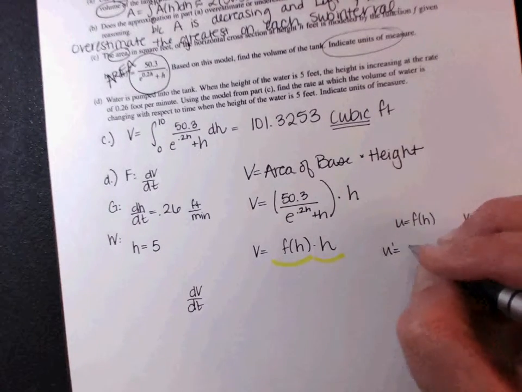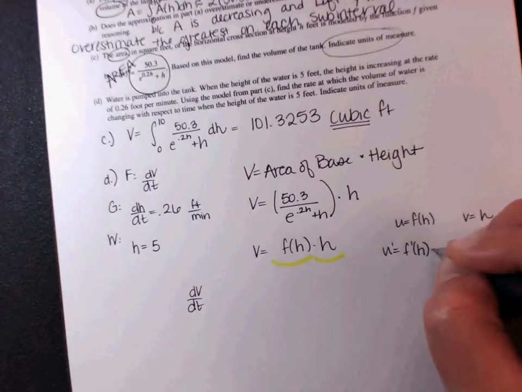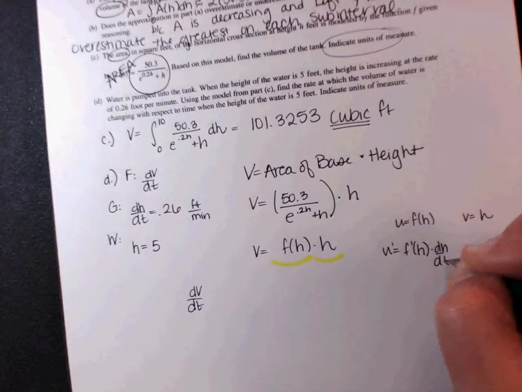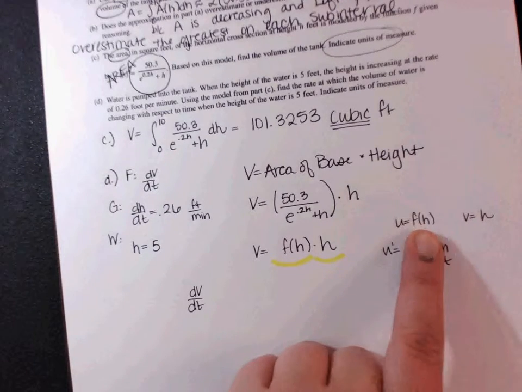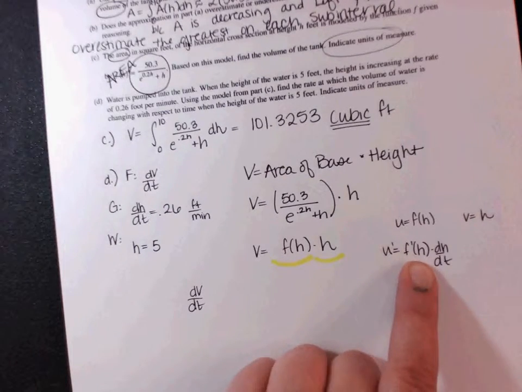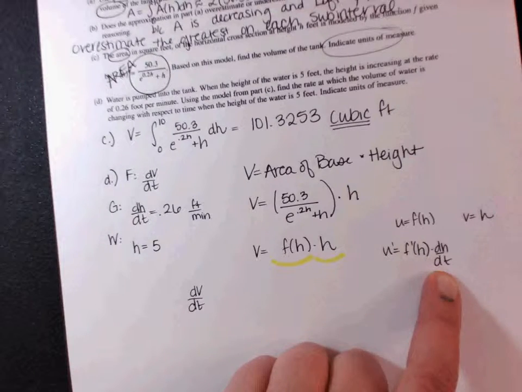F prime of h times what? This is the tricky part. dh/dt. Because remember, if it's not a t in the middle, you have to put a chain rule on the end. So the derivative of f of h would be f prime of h times dh/dt, which is like what h prime is in the middle.